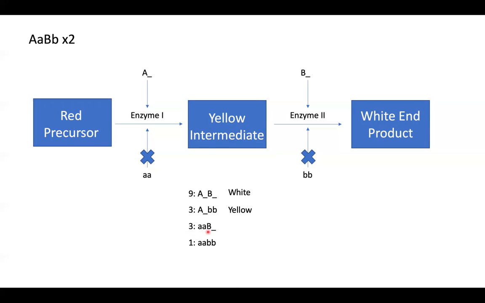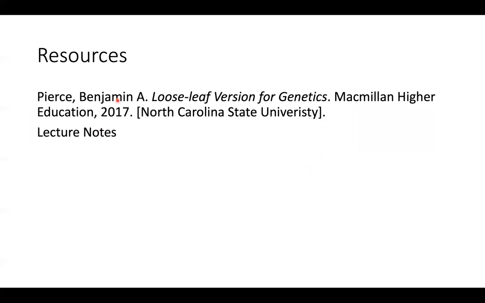The two little a's, one big B. You start at the red precursor. Well, this does have two little a's, which means it cannot move forward, and it has to stay at the red precursor. The two little a, two big B. This same rule applies. It has the two little a's, which means it cannot move forward, and it has to stay at the red precursor, so the phenotype is red. And this gives us a phenotypic ratio of 9 white, 3 yellow, 4 red, which is an example of single recessive epistasis.